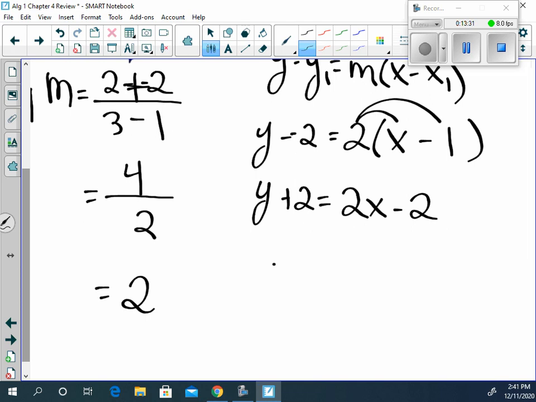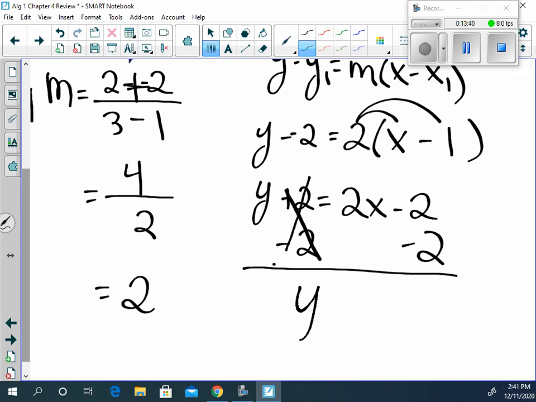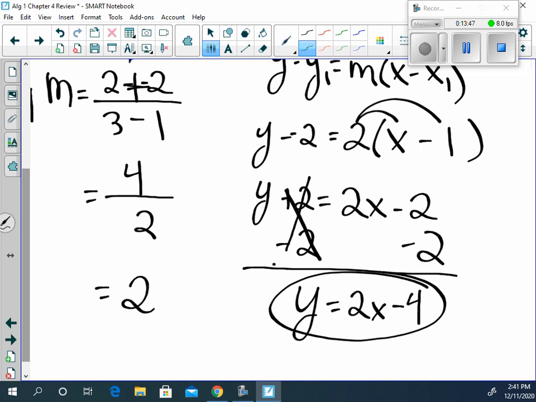Now the last thing we need to do is we need to get x or y by itself. So I'm going to subtract 2 from both sides because these 2 would cancel. Leaving me with y is equal to 2x minus 4. Questions on this here? Do we need to see another one of these? We good with this here? Okay.